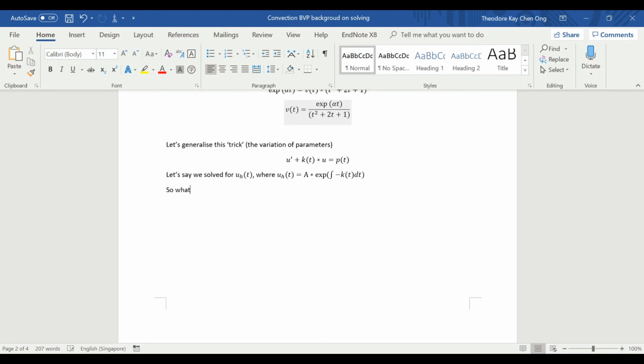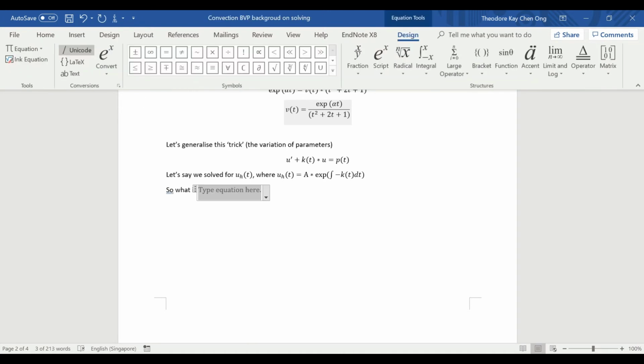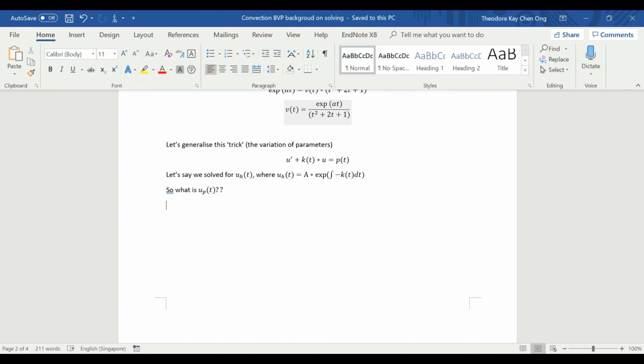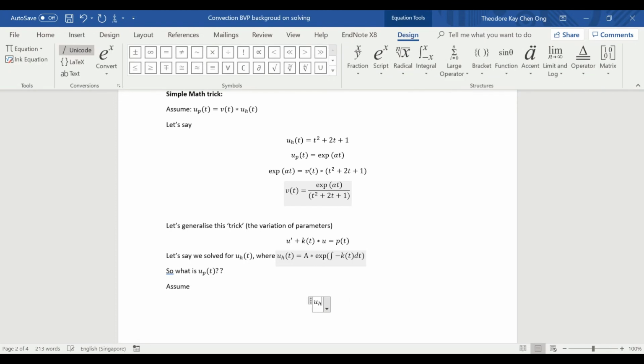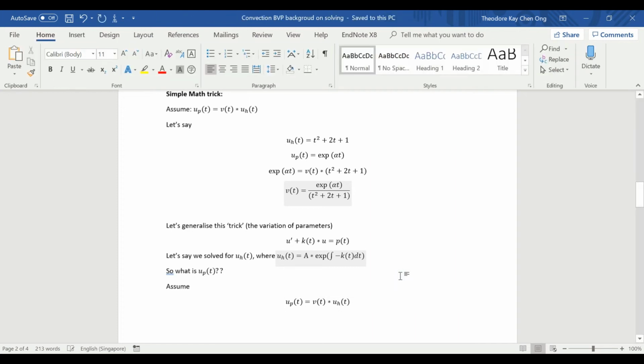Okay, so what is the particular part, u_p(t)? Well, using that trick we were talking about earlier, assume u_p(t) equals some variation parameter function, whatever you call it. We call it v(t) here, times u_h(t). Alright.